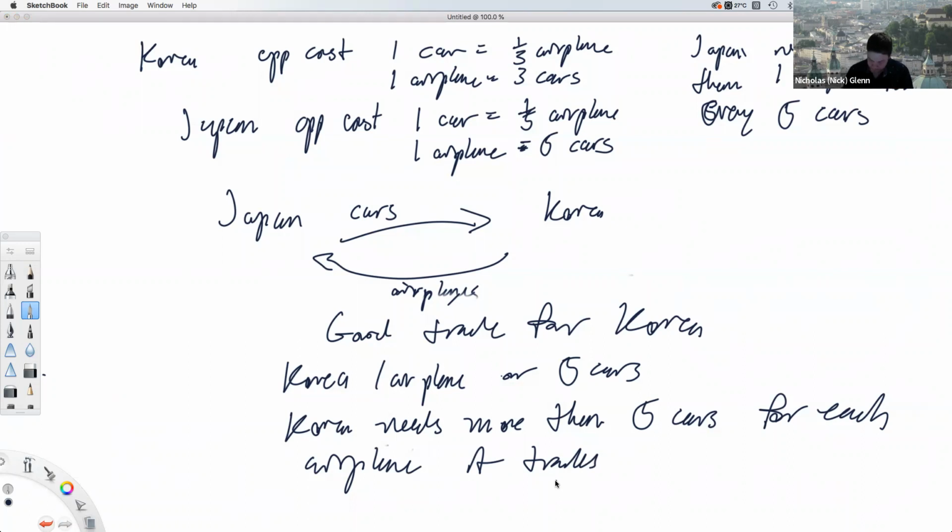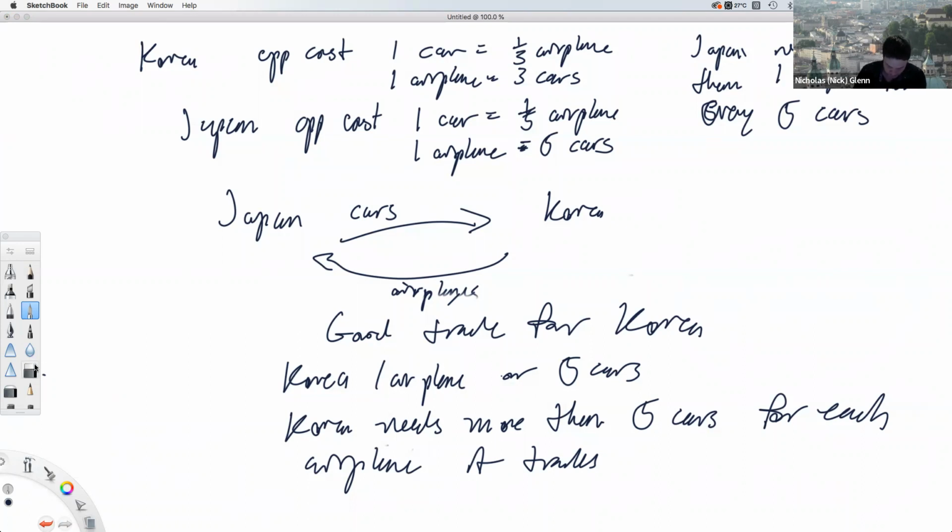So if Japan says, "We'll give you 4 cars for 1 airplane," Korea says, "No, I can just do it myself. I'm better off." But if Japan was to offer 6 cars for 1 airplane, it'd be a good deal for Korea.